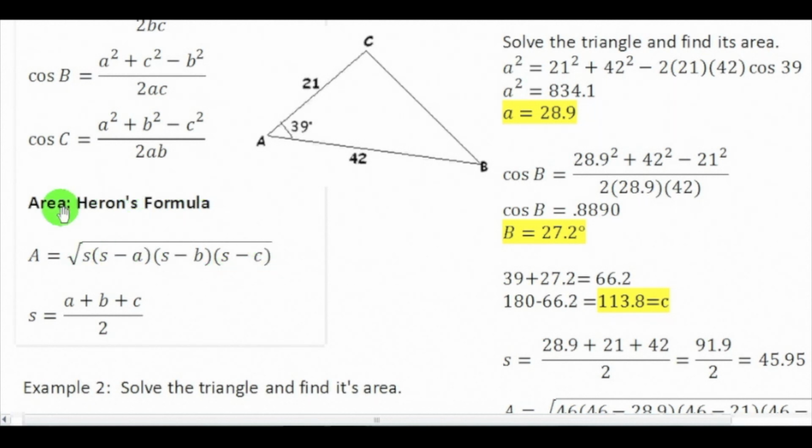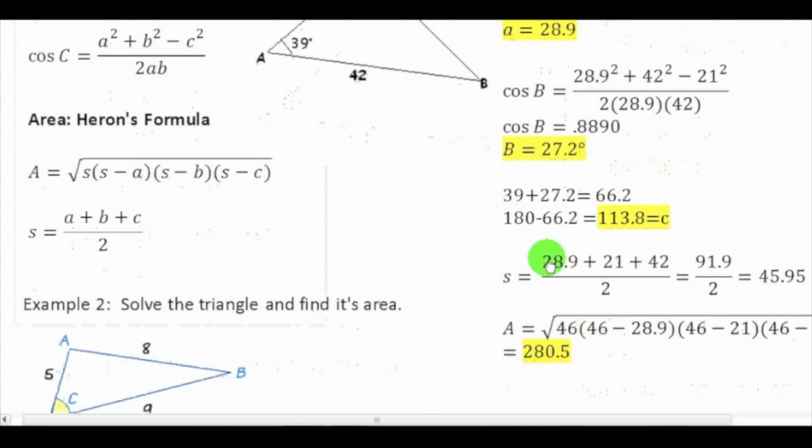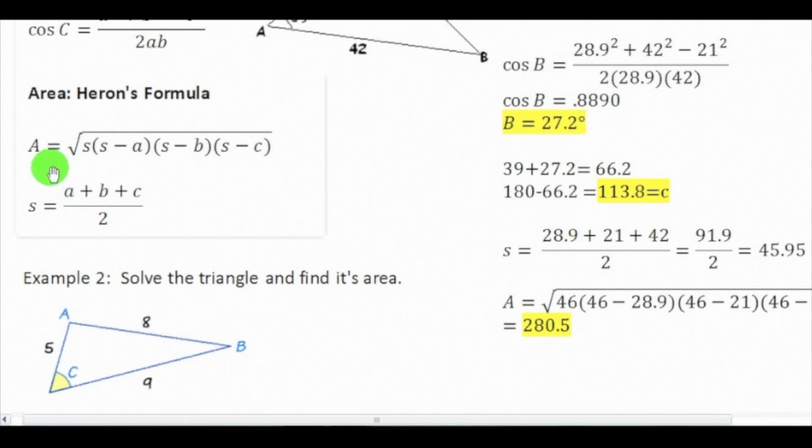Okay, so let's see. If you plug all that in, S, there's kind of a mini formula built into this one. You've got S times S minus A. Well, S is actually half of your perimeter. So if you add the sides up and divide by 2, that gives us S. And you can see this working problem here. All right, so the formula: plug in 46 since that was my half perimeter. 46 minus A, 46 minus B, 46 minus C. Take the square root of that value and I get 280.5 units squared.